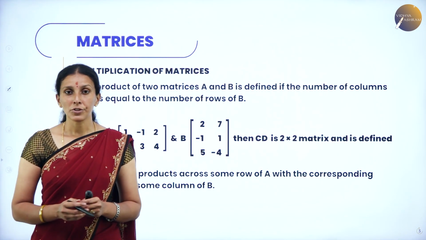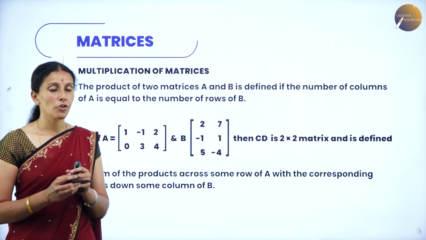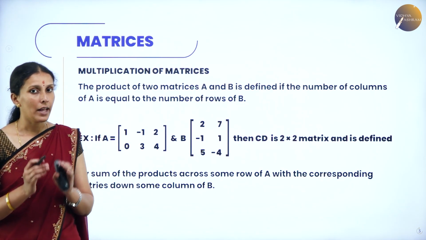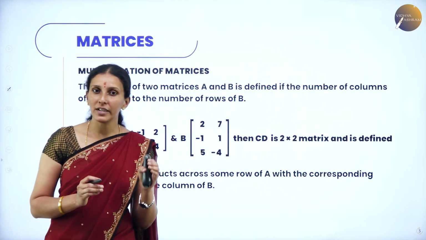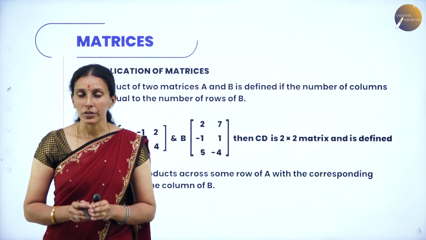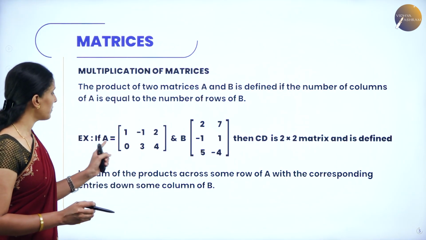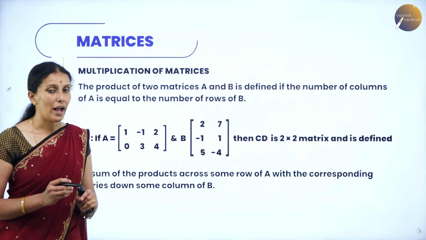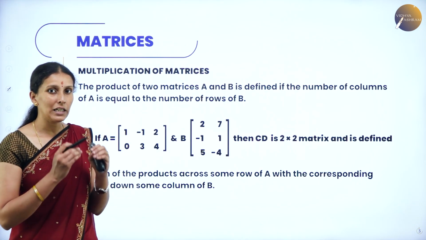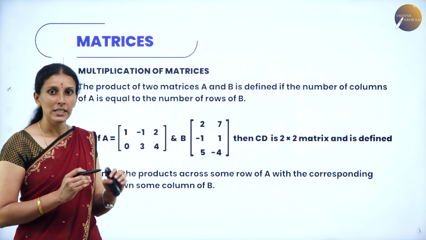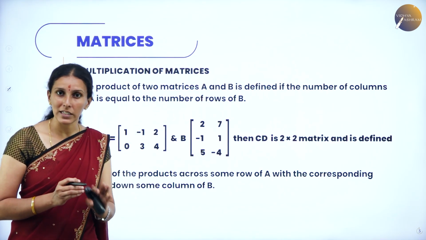So the multiplication of matrices, or the product of two matrices A and B, is defined only when the number of columns of the first matrix A is equal to the number of rows of the second matrix B. So here I have taken an example. First you have to see whether the number of columns in the first matrix is equal to the number of rows in the second matrix, then only the product is defined.